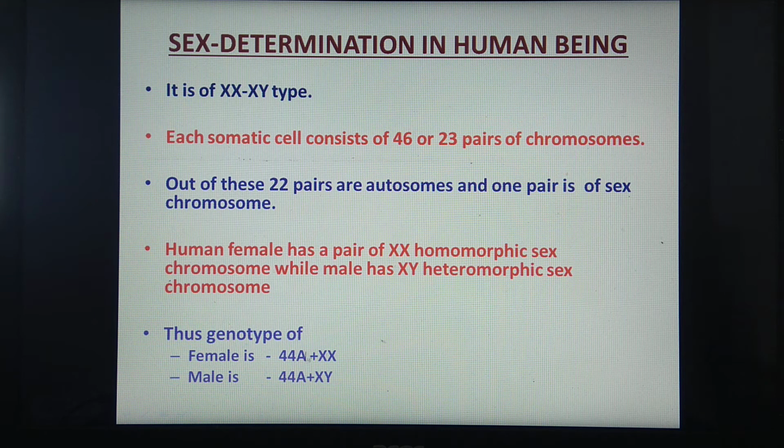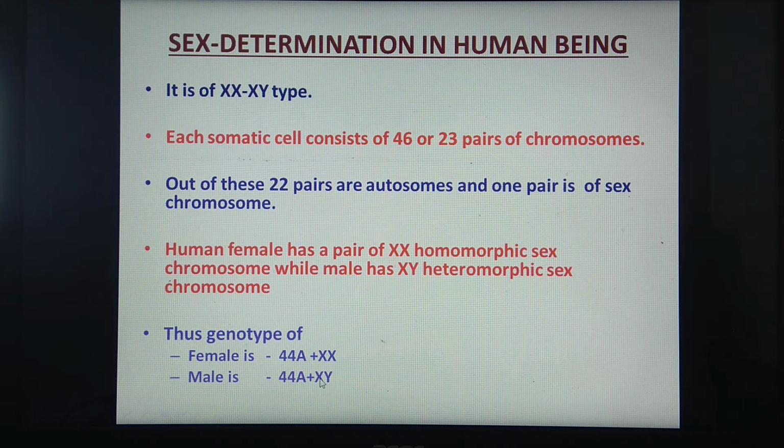A is for what? A is for autosomes. So 44 autosomes, or we can say 22 pairs of autosomes are present and one pair of sex chromosome. So total 23 pairs of chromosomes, or we can say 46 chromosomes are present. Remember, for human female, genotype is 44 autosomes plus homomorphic or similar pair of X chromosome, that is XX. Human male has 44 autosomes and heteromorphic X chromosome, that is XY. So genotype is 44A plus XY.